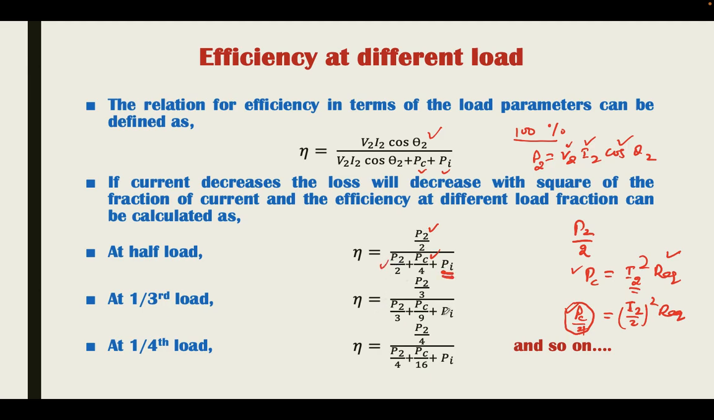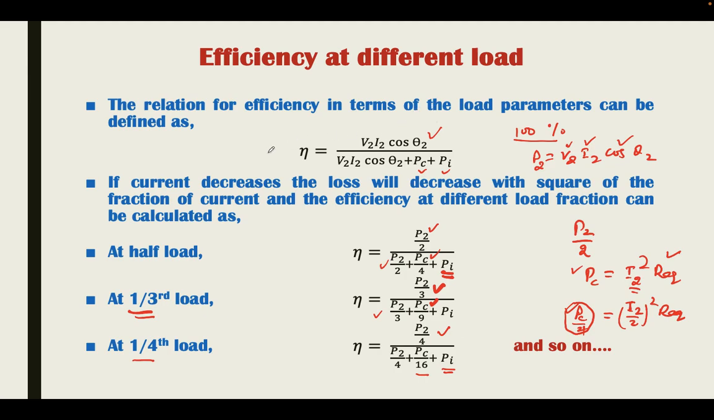Constant loss is independent of the load. Whether the transformer has some load or even a small load, these losses will be constant. Now, similarly, if the load is reduced to 1/3, then the power output will become 1/3, whereas the copper loss will become 1/9. Similarly, if the output is reduced to 1/4, then P2 will be P2 by 4, whereas the copper loss will be 1/16, and the iron loss will remain the same.